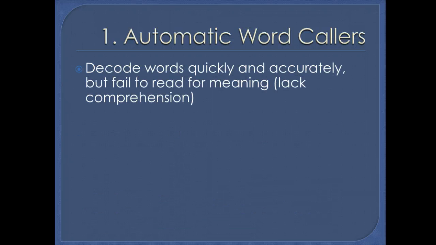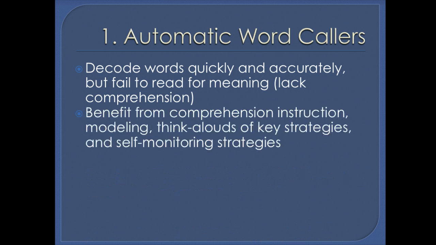These are the students that decode words quickly and accurately, but fail to read for meaning. So they lack comprehension. Maybe you've had a student that can read pretty quickly, but when you ask them comprehension questions, they really didn't understand. So this would be your automatic word callers. These students would benefit from comprehension instruction, modeling, think alouds of key strategies, and self-monitoring strategies. So we need to teach them that they need to read for meaning.